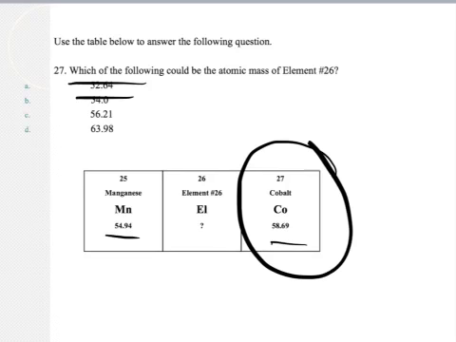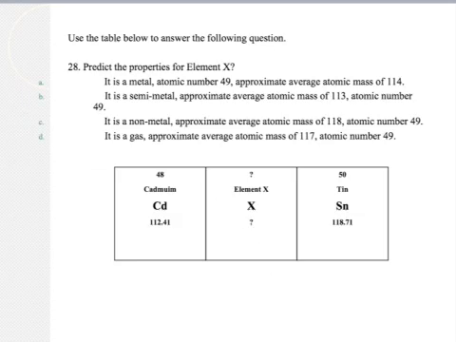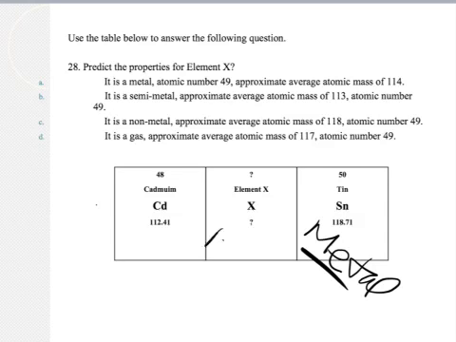Okay, next question, guys. Hopefully it's helping you out, this tutorial. Predict the properties for elements. Well, first off, what is cadmium? If you're not sure, you should hopefully know that tin is a metal. So if tin is a metal, that means this one should be a metal, because we're on the left side of the periodic table. It means cadmium's a metal too.